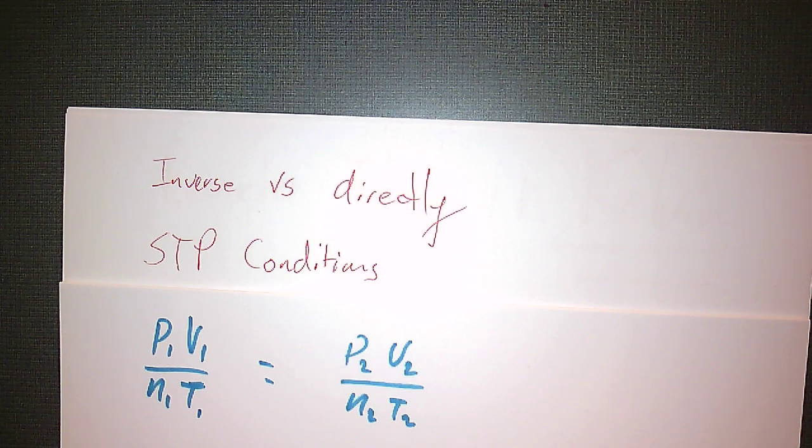Yeah. 0 degrees Celsius is also 273.15, yeah. And again, use the conversion they give you in the stuff at the top of the quiz, okay?